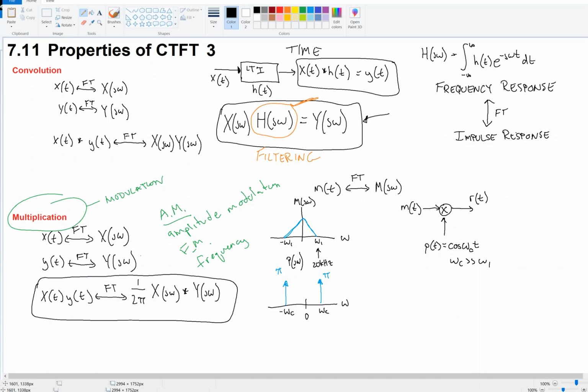Now, when you multiply those two things together, m of t with p of t, then they convolve in frequency with a factor of 1 over 2 pi. So now I need to perform the convolution of these two signals to figure out what r looks like. Okay, so that's actually very easily done. Remember, convolving something with an impulse is easy to do. When I convolve the right impulse with the triangle, the right impulse is shifted by omega c.